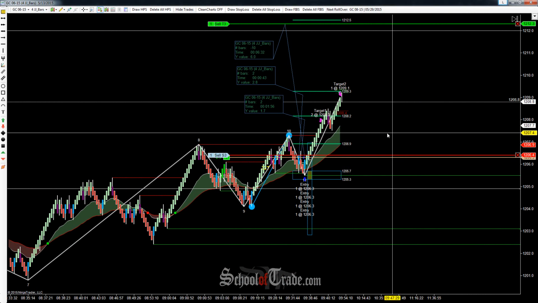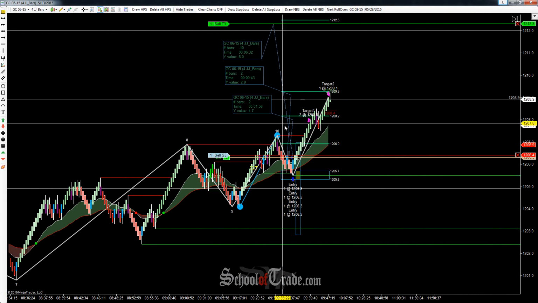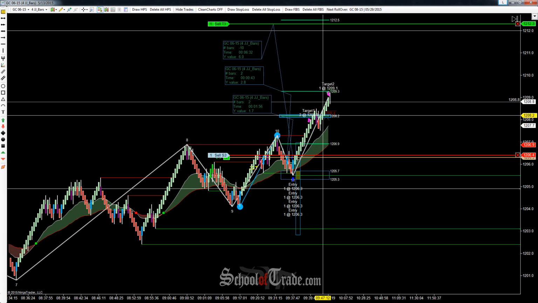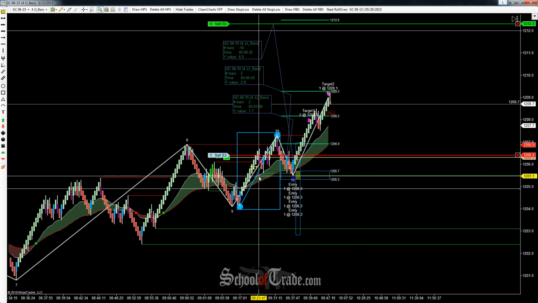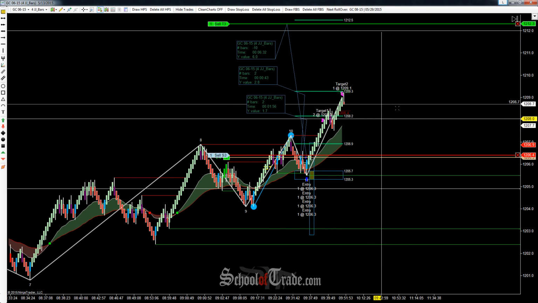All right, we got our second target filled here. Beautiful little move up. A little bit of fluctuation here at our first target. Not a surprise. Lots of other people are probably doing the same thing. So we do get our second target filled.